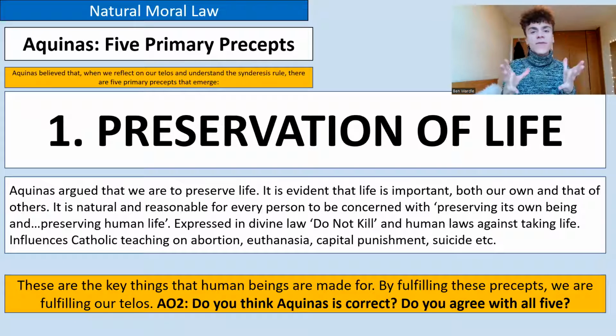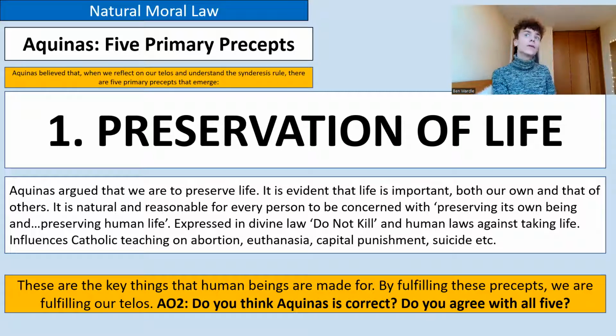Number 1 is the preservation of life. And Aquinas argued that we are to preserve life. It is evident that life is important, both our own and that of others. It is natural, therefore, and reasonable, key word, for every person to be concerned with preserving its own being and preserving human life. This is, of course, expressed in the divine law, in the 10 Commandments, do not kill, and then in human laws against taking life.